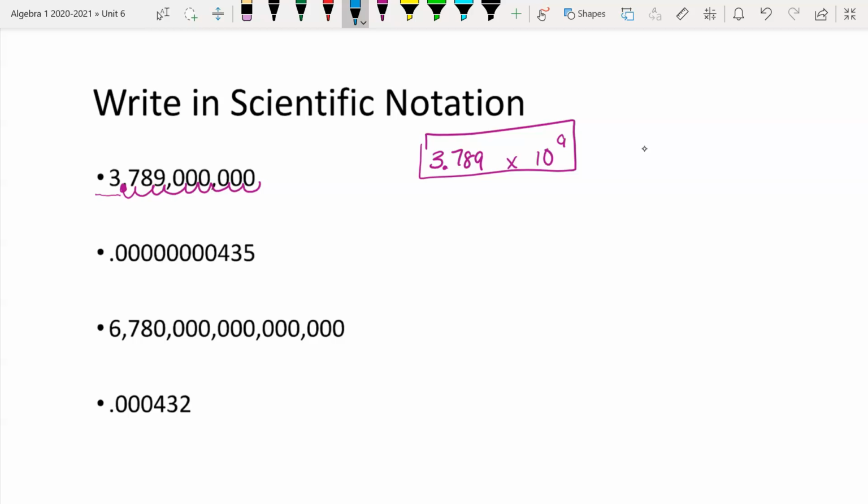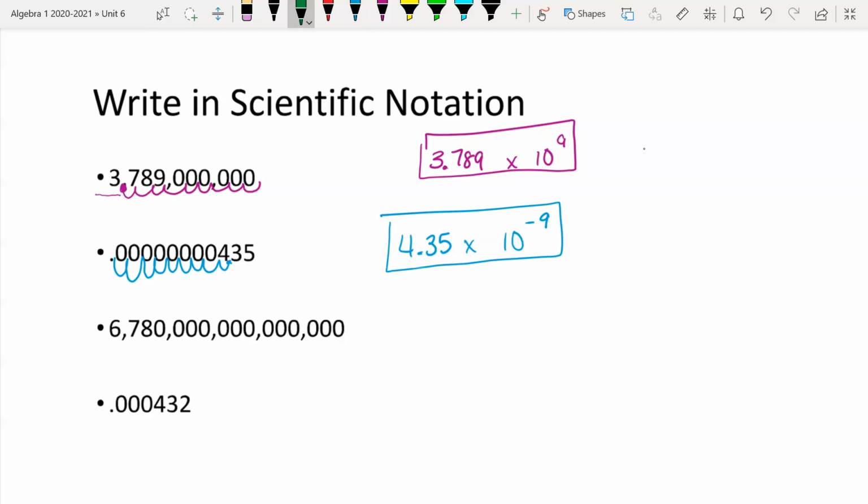Same way here, as I work left to right, I get to 4, that's my first number. Put my decimal after that, so my coefficient's 4.35. So I've got to look at where I put it, and then I've got to count how I got from there all the way back to the original one that they gave me to start the problem with. So I'm going left with this. So 1, 2, 3, 4, 5, 6, 7, 8, 9. So it's times 10 to the negative 9.